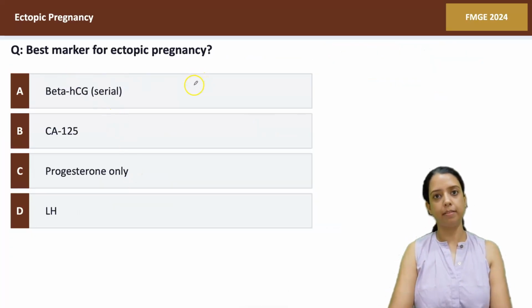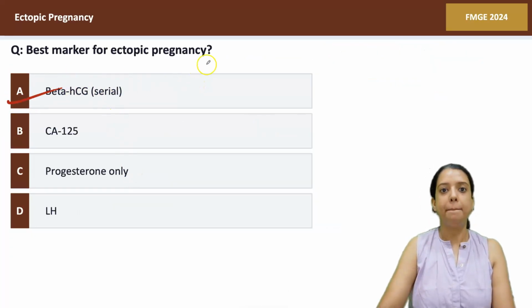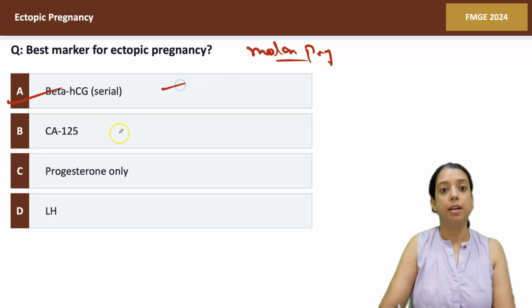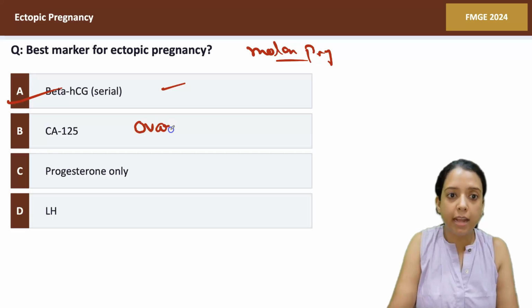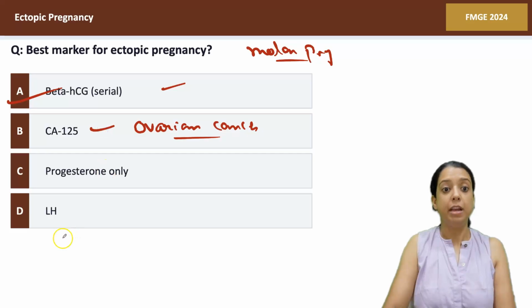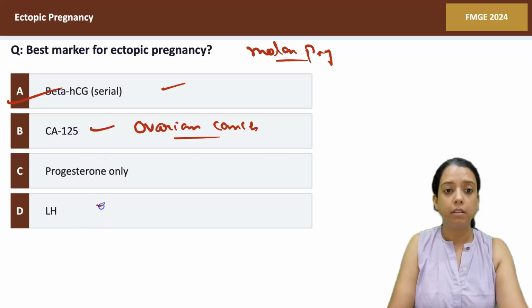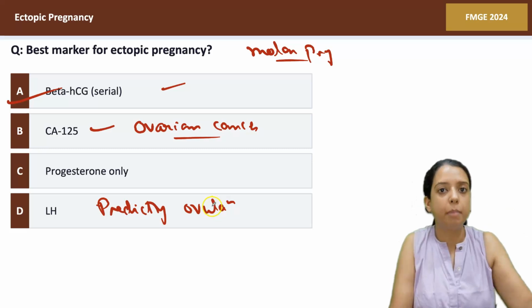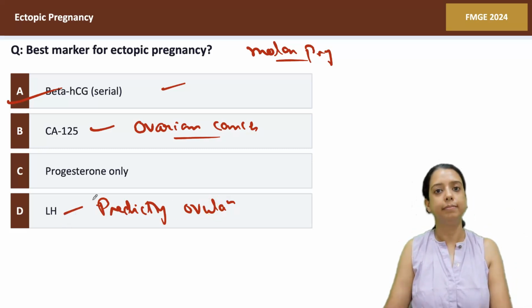Best marker for molar pregnancy, HCG. Best marker for ovarian cancer, CA125. Best marker for predicting ovulation. When will ovulation happen? When it is about to happen? LH.